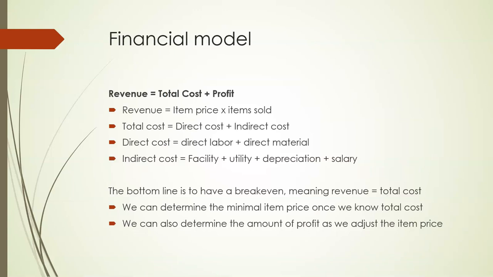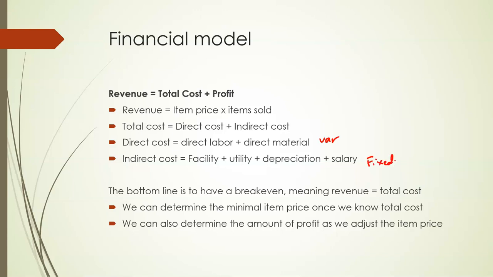So at the beginning of the semester, we have been talking about revenue equal to total cost plus profit, and the definition of that. How do you get the number of revenue? How do you get total cost, direct cost, indirect cost, and so on? You might think about fixed costs and the variable costs. Direct cost is the variable cost, and indirect cost is like a fixed cost.